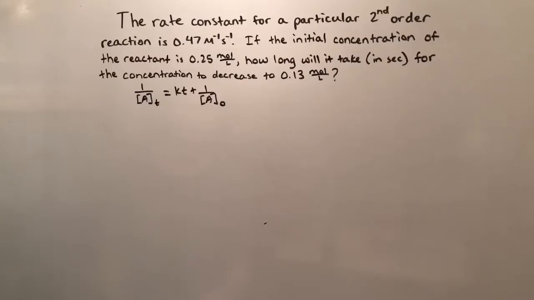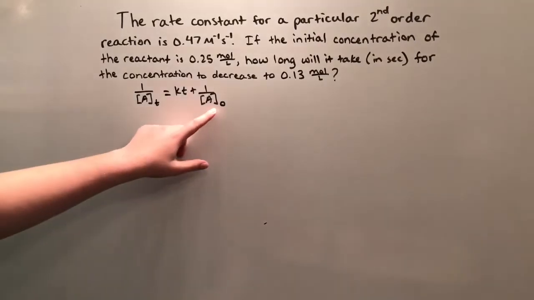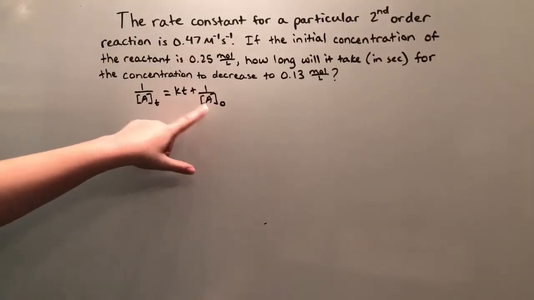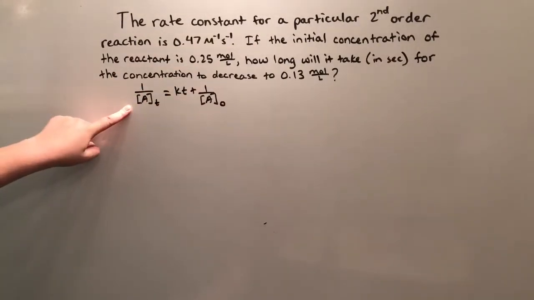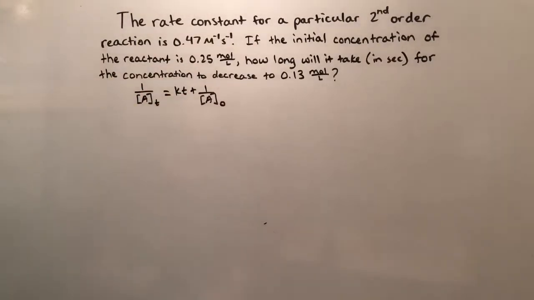Moles per liter is the same thing as molarity, so we're going to use molarity in this problem to make sure that the units cancel out properly. So this is the initial concentration, and that's what we were given, 0.25 molarity. And this is the concentration at time t. That's 0.13 molarity. So all we need to do is plug in these numbers and rearrange to solve for time.